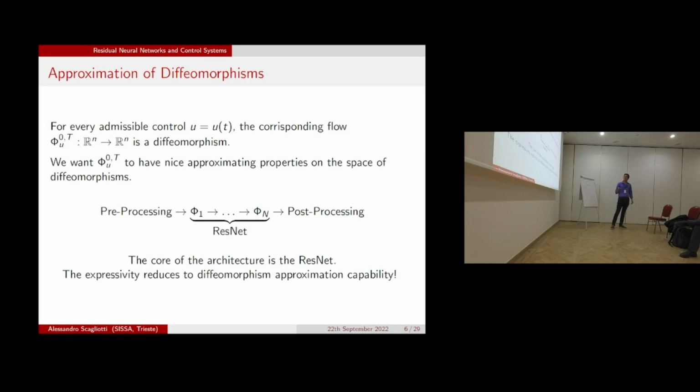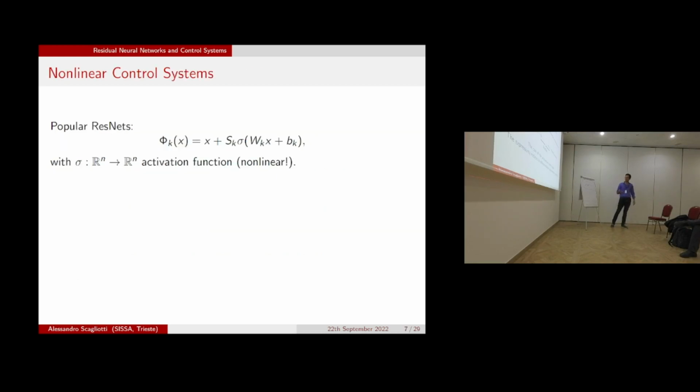Okay, let me say something about more complicated tasks, because in real life we do not approximate diffeomorphisms. Actually, ResNets are maybe included in larger architectures that in general will further enrich the expressivity. So we are now focused on this academic problem in order to better understand this portion of real-world architectures. Okay, so before proceeding, let me say something about the popular form of residual neural networks.